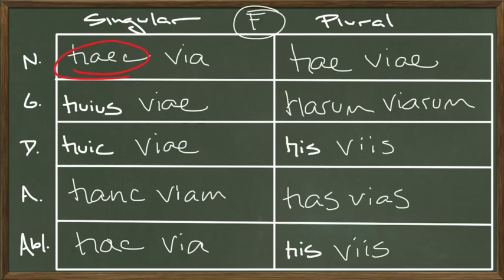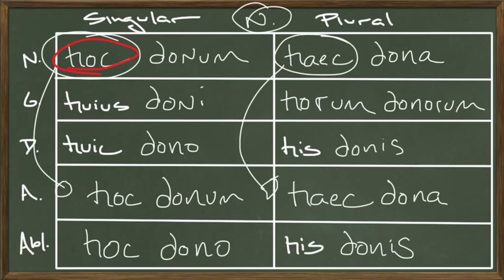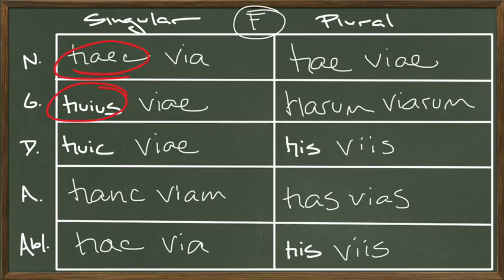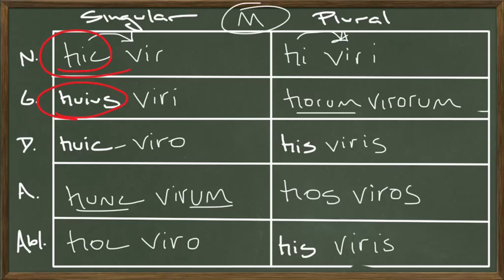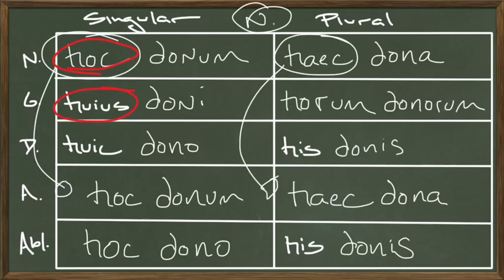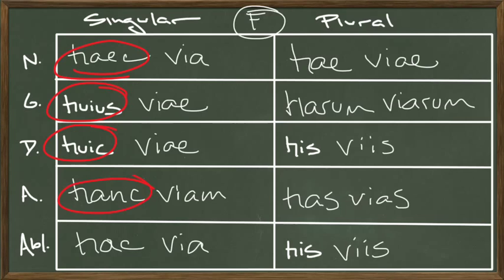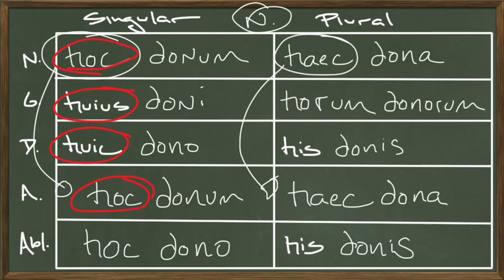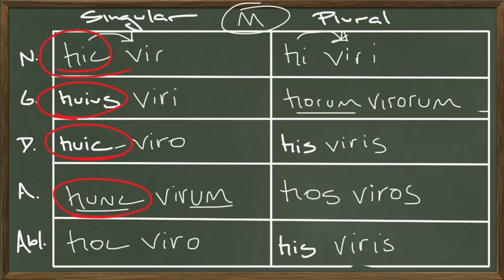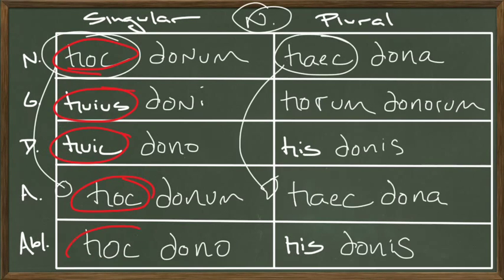Then they go back. Huius, huius, huius. Then they go back. Grab the dative. Huic, huic, huic. Then back again. Hunc, hanc, hoc, hoc, hac, hoc.